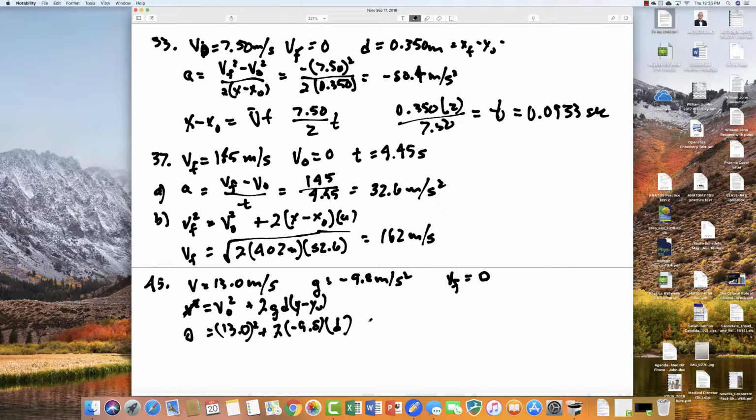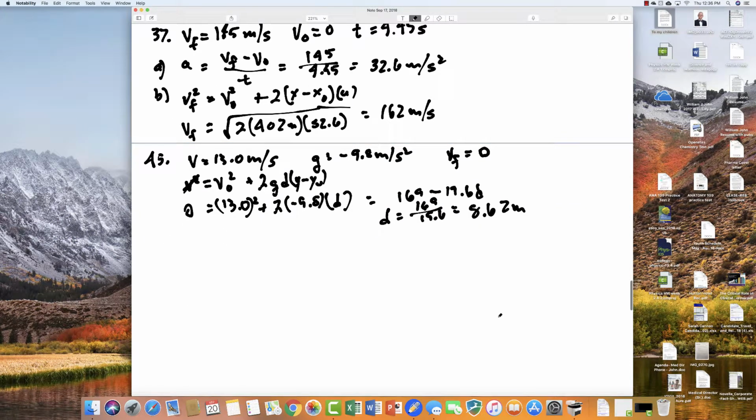And so this is going to equal 169, that's 13 squared, minus 19.6 d. And if we move this to the other side, that means d is going to equal 169 divided by 19.6. And if we do the math here, we get 8.62 meters out of the water. So he leaps 8.62 meters out of the water.